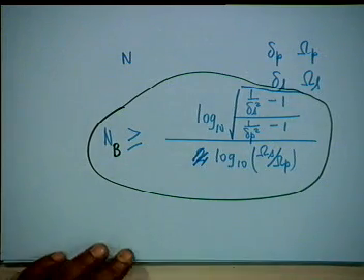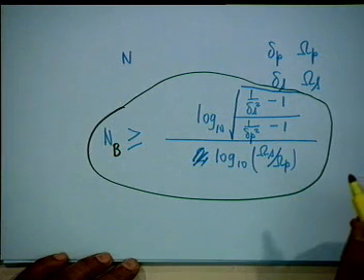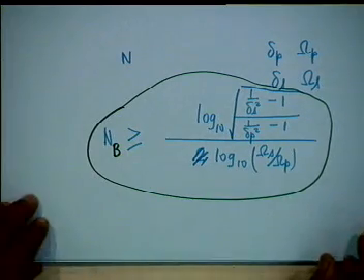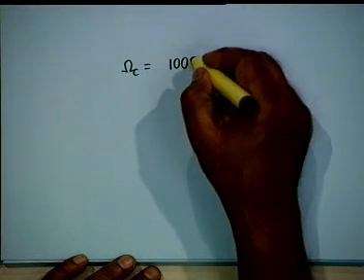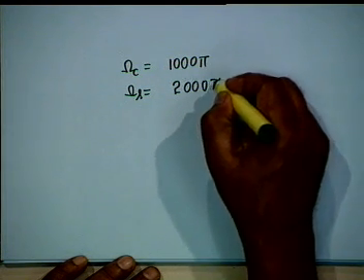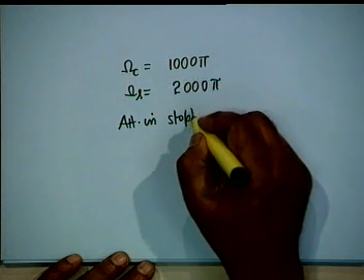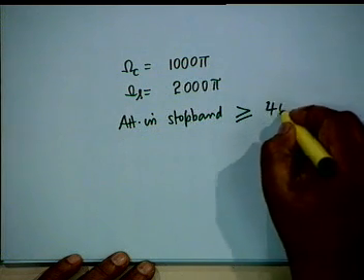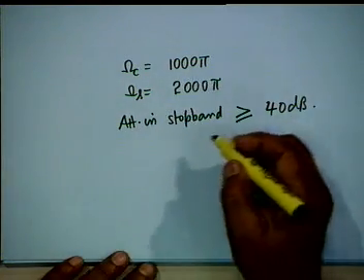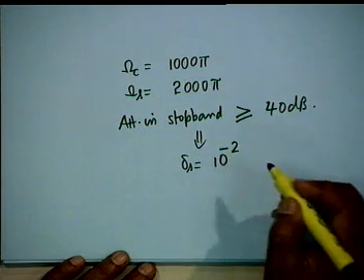It is a ratio of 2 logs, and one of them contains the tolerances in the pass band and stop band, and the other contains the stop band to pass band edge ratio. And then we had taken an example. The example was omega c equal to 1000 pi and omega s equal to 2000 pi. The attenuation in the stop band is specified as greater than or equal to 40 decibels, which gives rise to delta s equal to 10 to the minus 2.